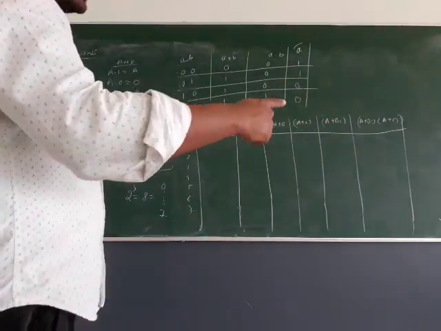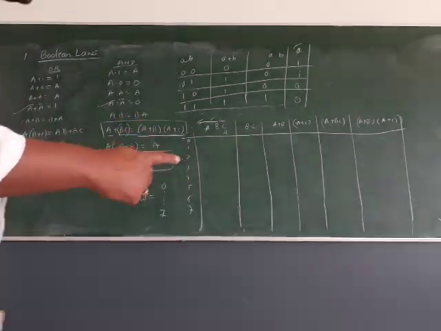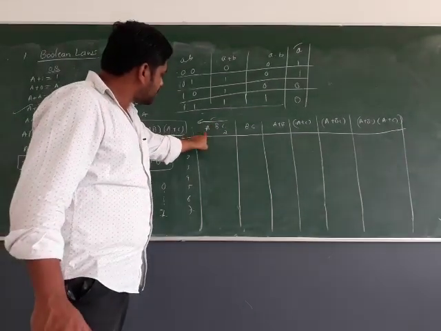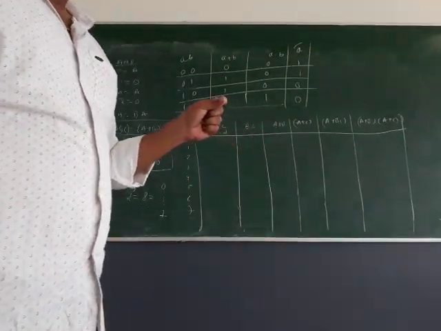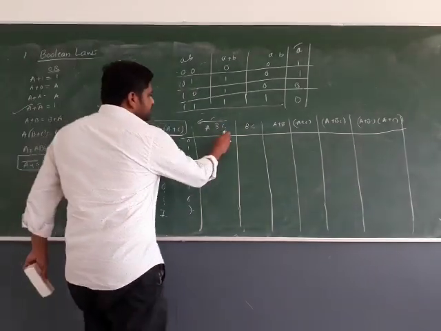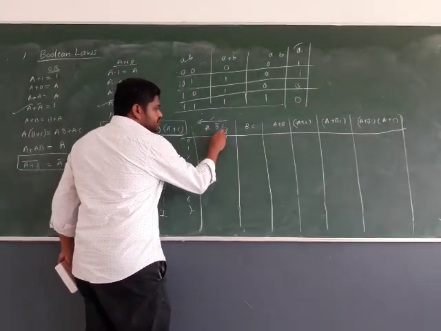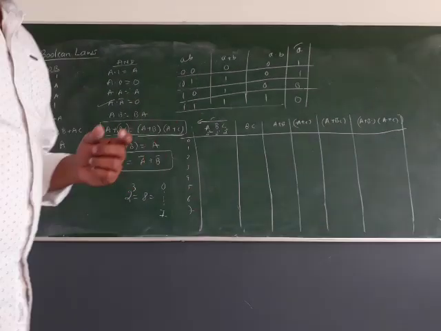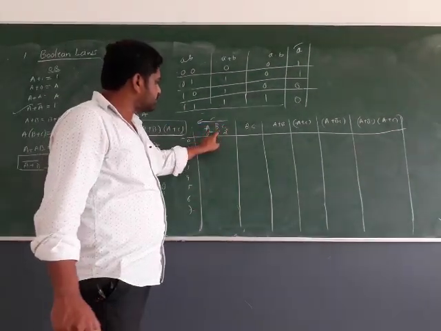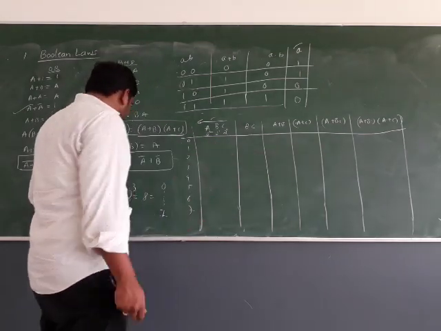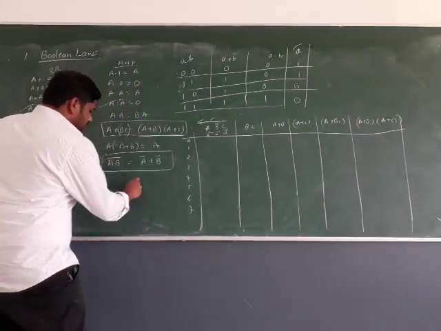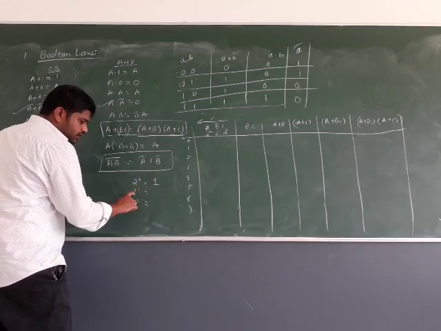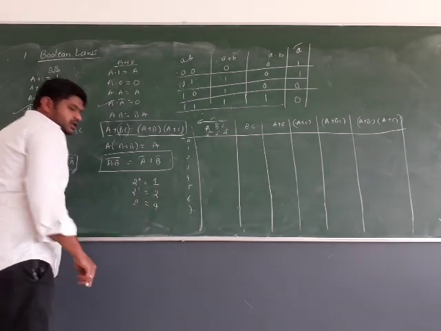Your rightmost side is called the LSB, least significant bit. Your leftmost, as you go on and reach the last end, you will call it the MSB, most significant bit. So LSB is 2 to the power 0. Next, go on increasing. These are called weighted variables. Each variable has a weight of this much. What is 2 raised to 0? 1. 2 raised to 1 is 2, 2 raised to 2 is 4.